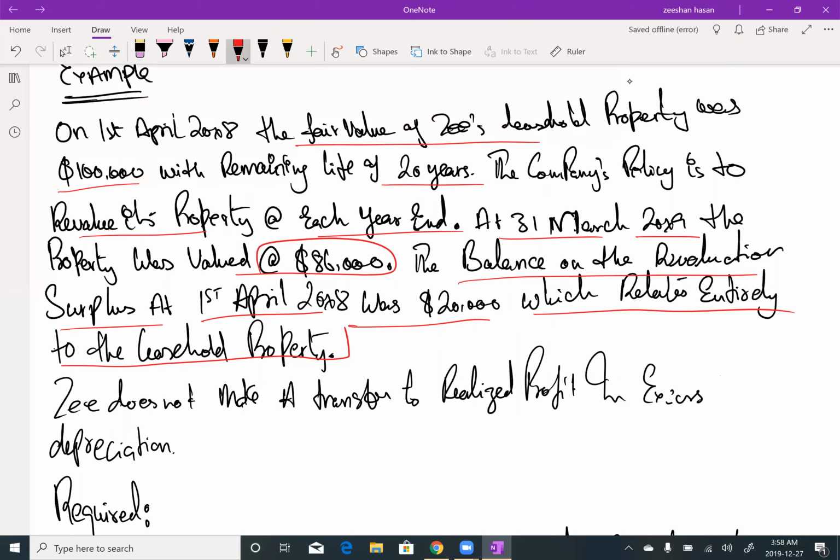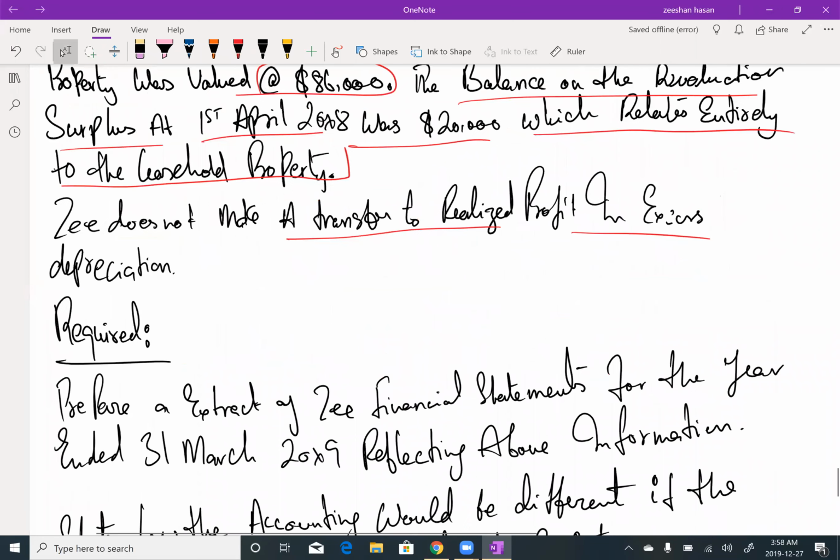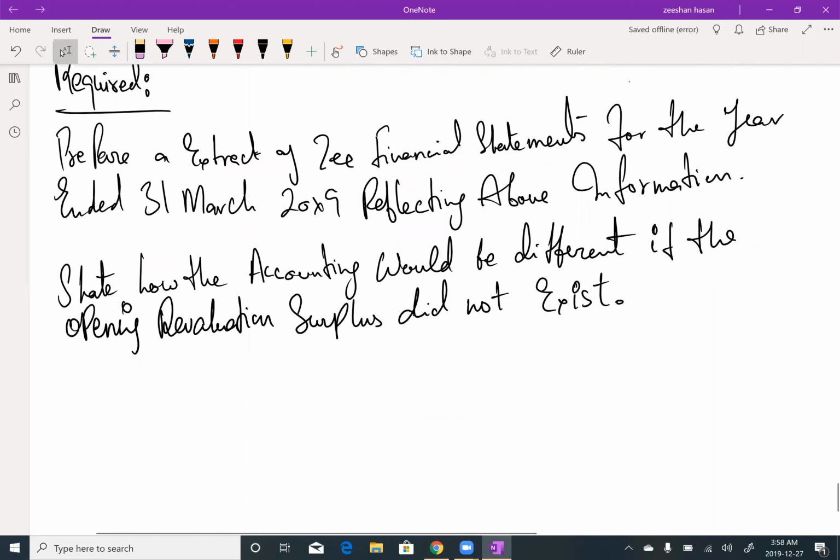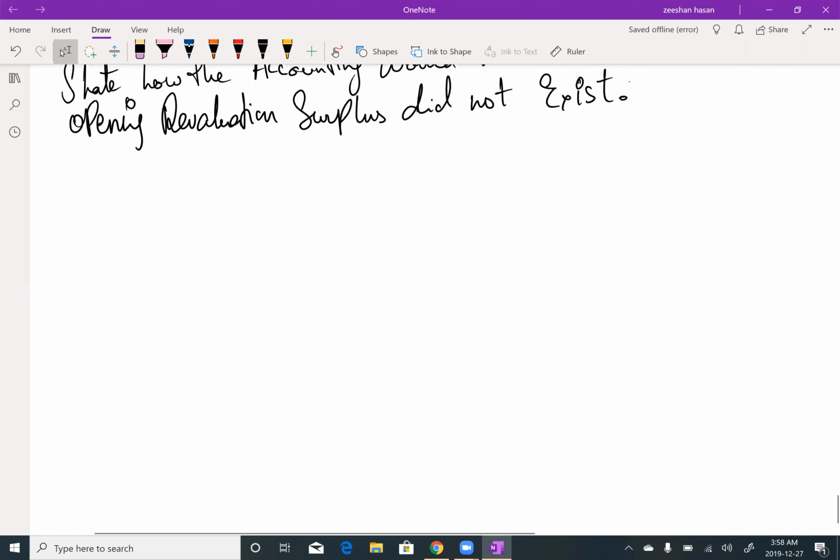Z does not make a transfer to the realized profit in excess depreciation. The requirement is to prepare extract of Z financial statement for the year ended 31st March X9, reflecting above information. State how the accounting would be different if the opening balance surplus did not exist.